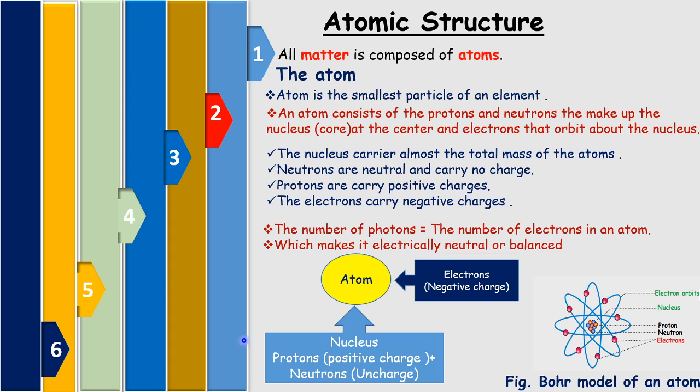The number of protons and the number of electrons in an atom are equal, which makes it electrically neutral or balanced. So this is the atomic structure.